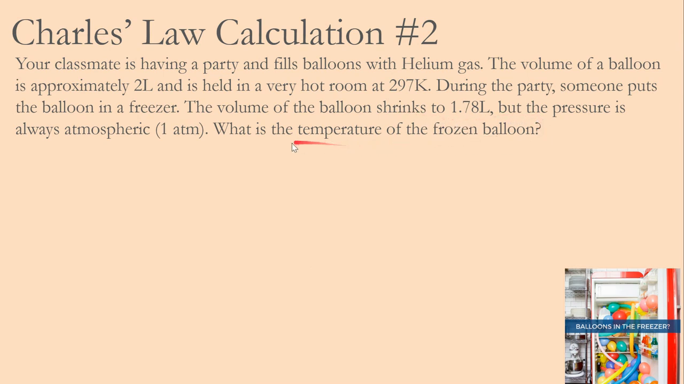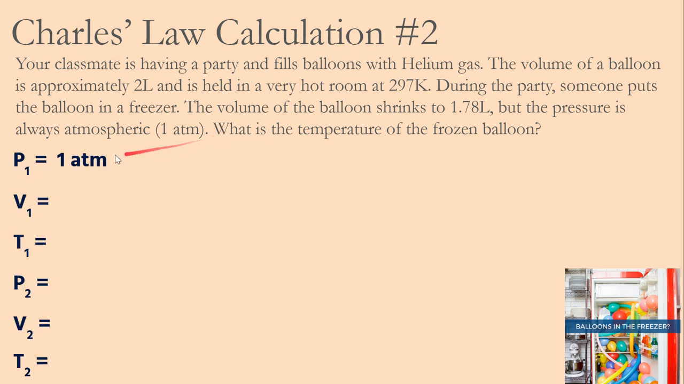And we want to know what's the temperature of that frozen balloon. We'll list all our variables. We know the initial pressure is 1 atmosphere. The initial volume is 2 liters. The initial temperature is 297 Kelvin.